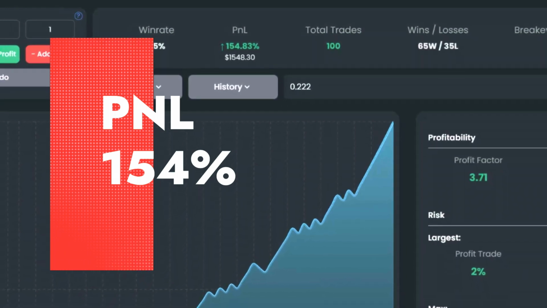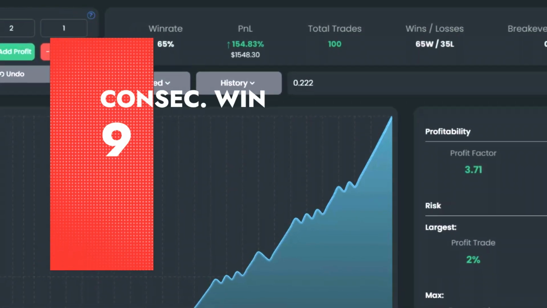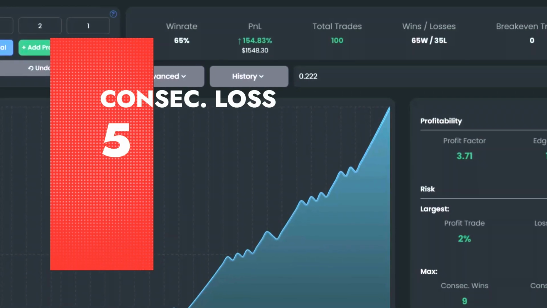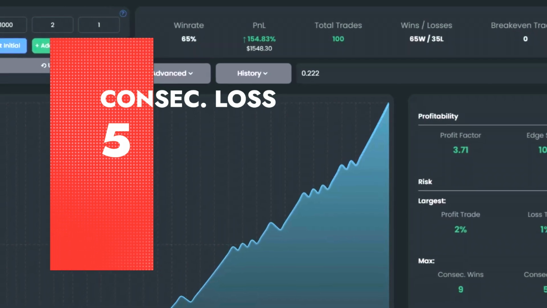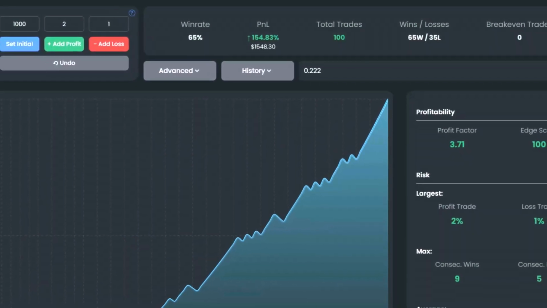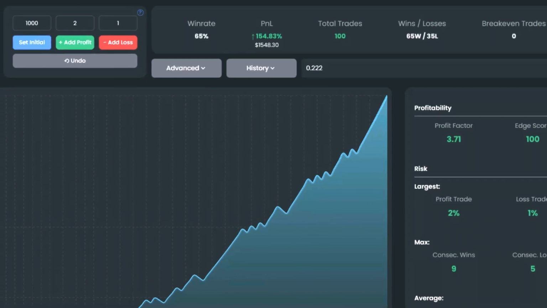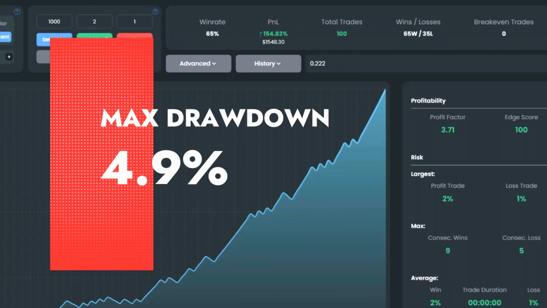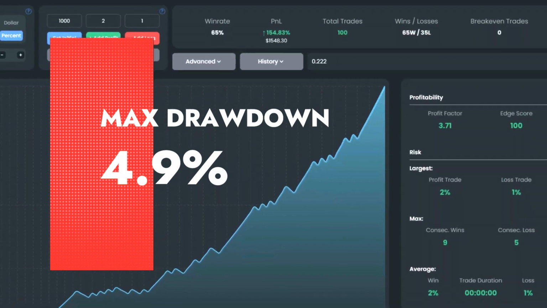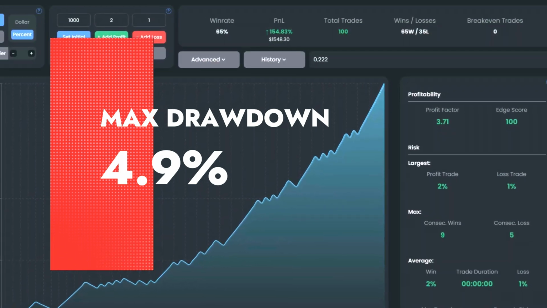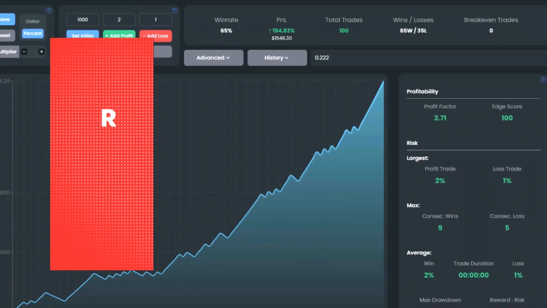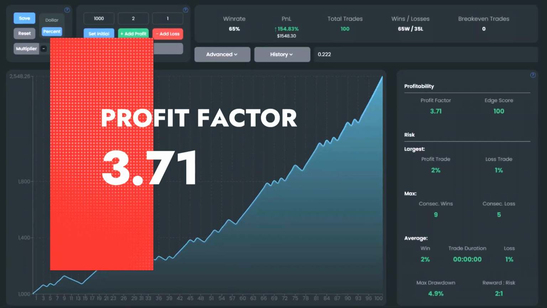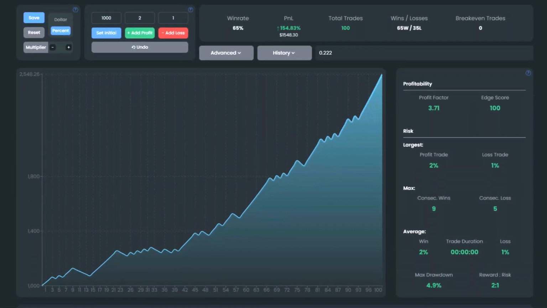Yeah, there were streaks. We even had 9 winning trades in a row at one point, but also a streak of 5 losses right after, because that happens in trading and you gotta be prepared. But the maximum your balance ever dropped during those losing periods, that's called the max drawdown, was only a small 4.9%, which is great for protecting your capital. And check out the profit factor. This is huge. It was a really strong 3.71, which basically means for every dollar risked, the strategy made $3.71 in profit. That's how you stack up the gains.